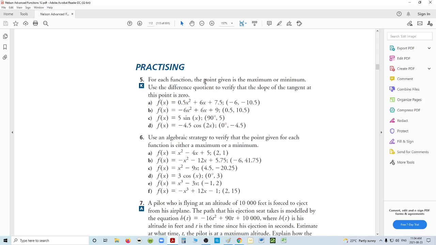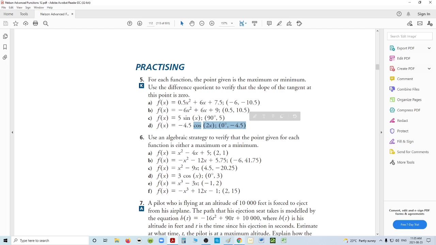Then they get you to practice. For each of the following points, the point given is the maximum. Use the difference quotient to verify. So essentially they're telling you for sure this is the max or the min. This is an upward facing parabola, so we're talking about a min. So the point to the left of it, we're talking about x value of minus 6, so the point to the left is minus 6.000001, and the point to the right of it is minus 5.99999. You would plug both those values into the equation to get the y values, then you would use the slope equation over and over and over again.